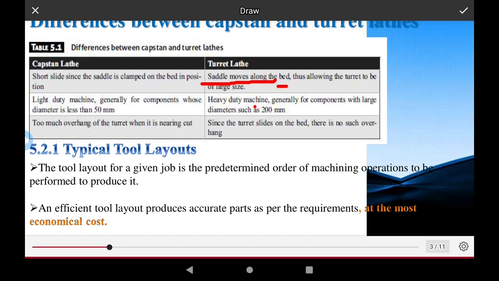Thus the following turret can be of a large size. Okay, this machine is used for turrets of very long size. And the second part is the heavy duty machines. These machines are very high and generally used for components with a large diameter, such as 200 mm. Okay, the current lathe machine is a very high CNC machine, selected for very heavy manufacturing operations.